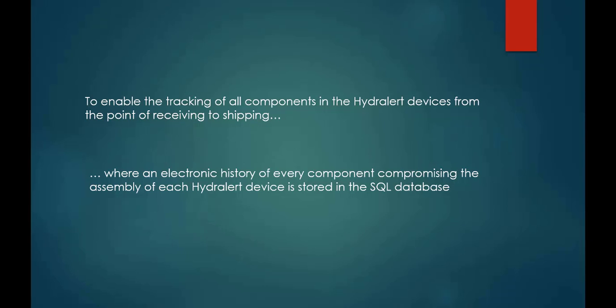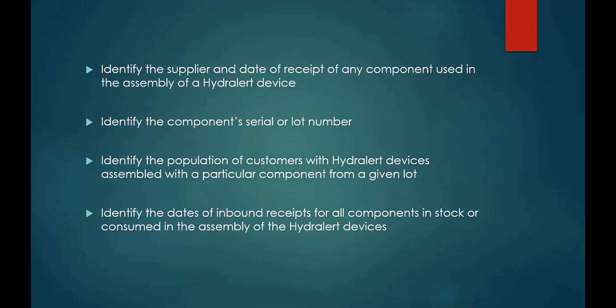And using the serial and lot numbering features intrinsic to Dynamics GP's inventory management module, the following queries are readily available: the ability to identify the supplier's identification and date of receipt of any component used in the assembly of a HydroAlert device, the ability to identify the component's serial or lot number, the ability to identify the population of customers with HydroAlert devices assembled with a particular component from a given lot, the ability to identify the dates of inbound receipts for all components in stock or consumed in the assembly of the HydroAlert devices.